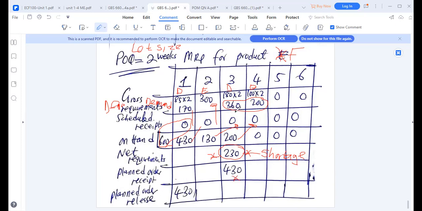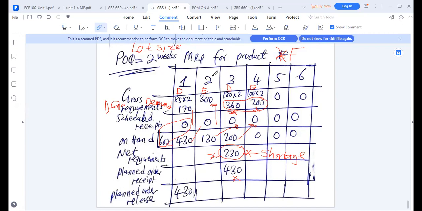So we're going to have this one, 360. We order the 360 here in this period because we have a problem. We have a shortage in this week. Net requirement 230. We should order the 360 plus the 200, then minus what is already there. So what is already here is 130. So meaning the 560 here minus what is already there, which is the 130. So we should order 430 units so that we can sort out this problem. So we sort out this requirement, we still remain with a 200.